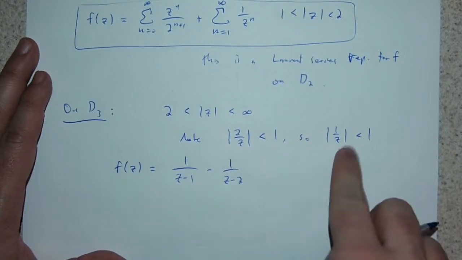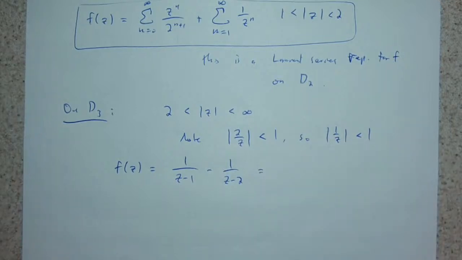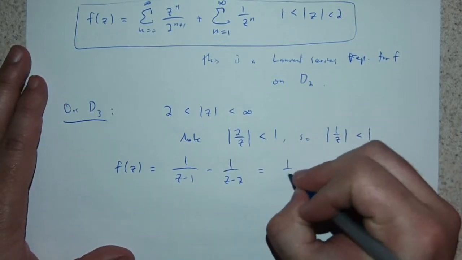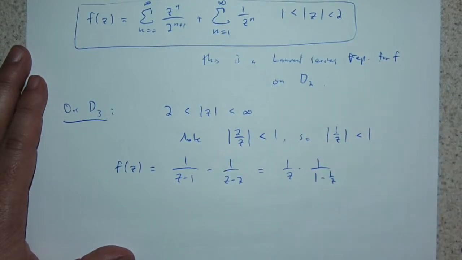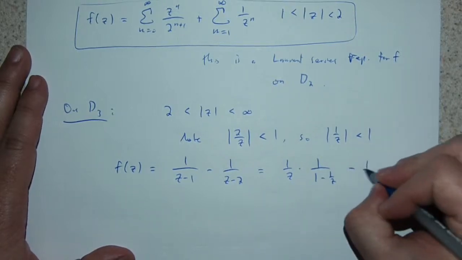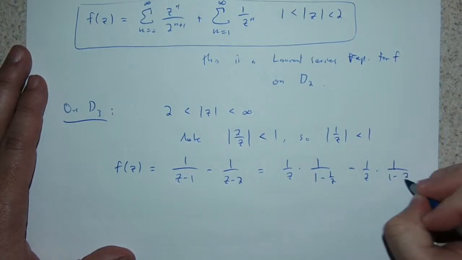So I want to rewrite this so that I can make use of these two facts instead now. And so what I do here is I can factor out now by a 1 over z, and that's 1 over z times 1 over 1 minus 1 over z. Okay, and I'm subtracting from that 1 over z times 1 over 1 minus 2 over z.